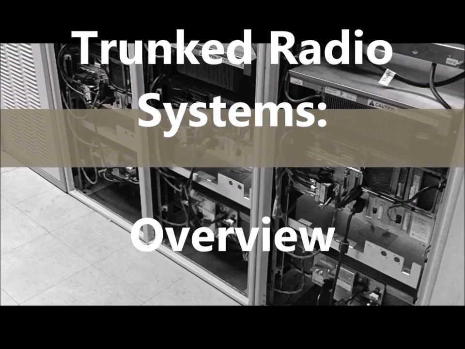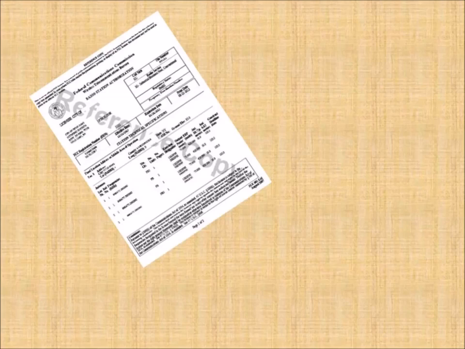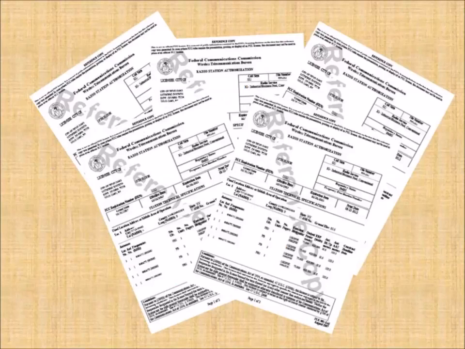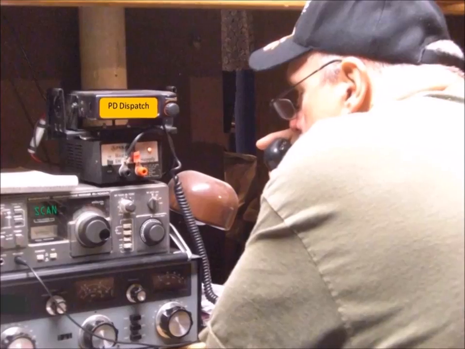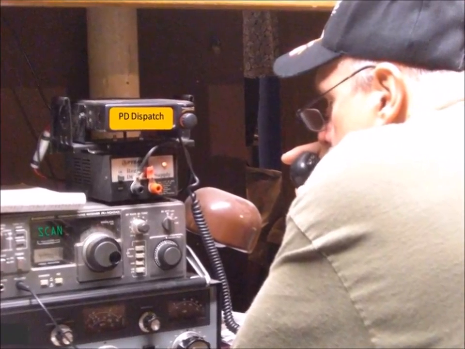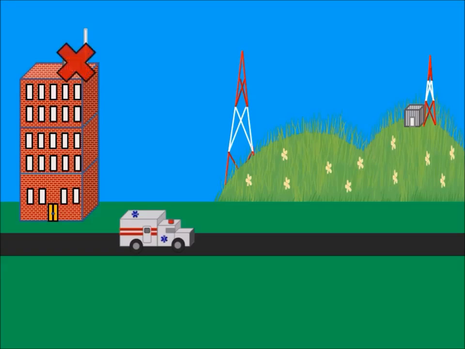Trunked radio systems overview. If you have a group of frequencies available and are having trouble obtaining additional frequencies, or are interested in maintaining access control and preventing unauthorized access, or in having automatic redundancy in case of a base station failure, then a trunked radio system may provide the most efficient service.